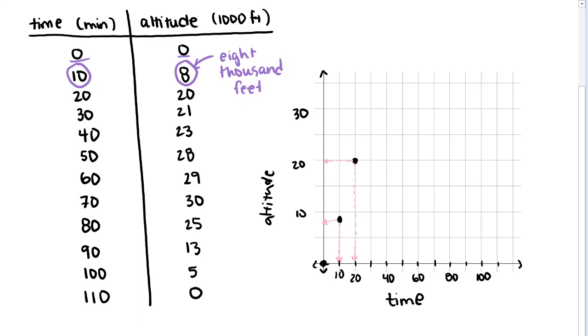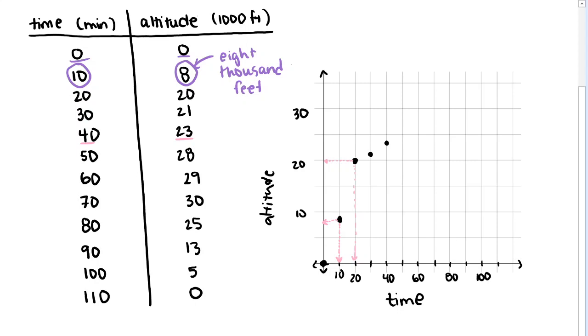So at 30 minutes into our flight, we're at an altitude of 21, so it's not all that much higher than where we were before. But if we look down to our time axis, we're still at that 30 mark. If we look at 40 and 23, what we're saying is that 40 minutes into the flight, we're at a height or an altitude of 23, so that'd be about here.